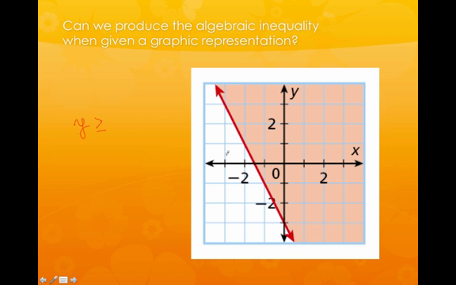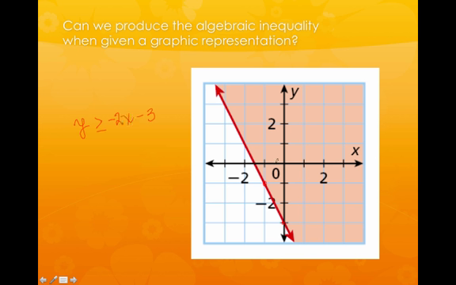I've got a y-intercept of -3, and I'm going to find my slope. Looks like I've gone from here to here, so I've got a slope of up to over 1, so I've got a slope of -2x, and my y-intercept of -3.